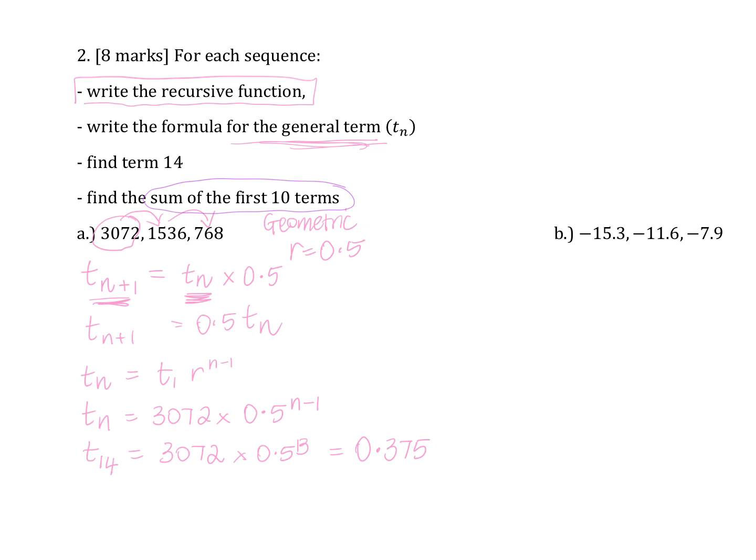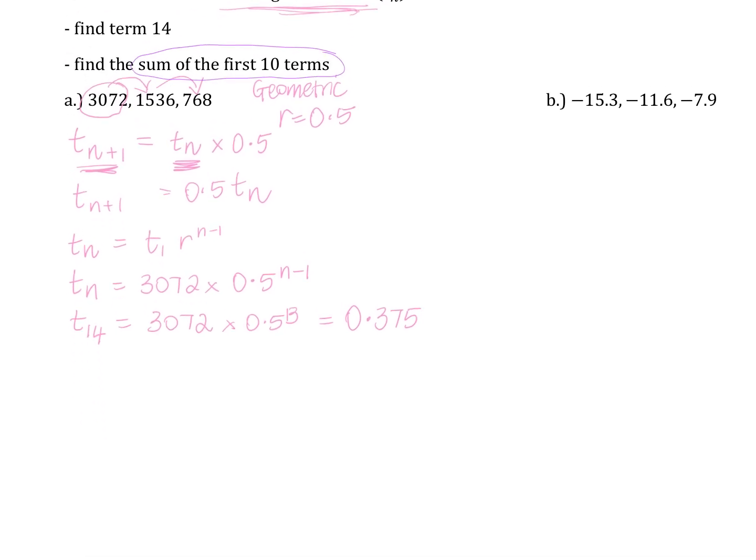Next thing I'm looking for, the sum of the first 10 terms. Now, we had some people for this one use the arithmetic sum formula. That's not how we do it. The sum of the first n terms equals term 1. Then we have a fraction here. On the top, we have r to the power of n, take away 1, over r, take away 1. Okay. Term 1, 3072, times fraction.